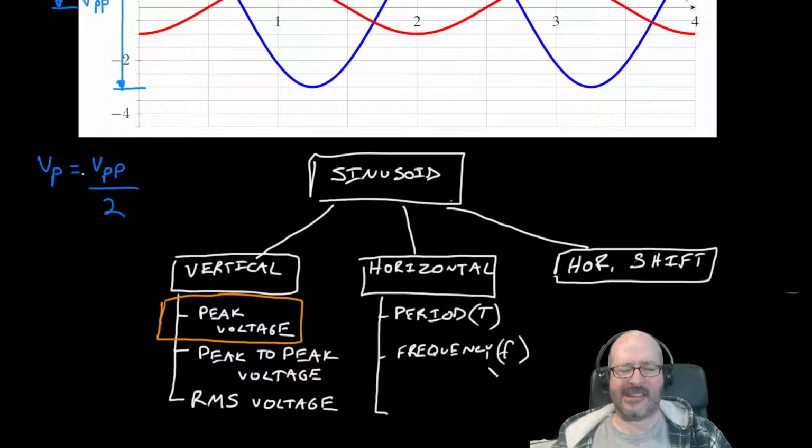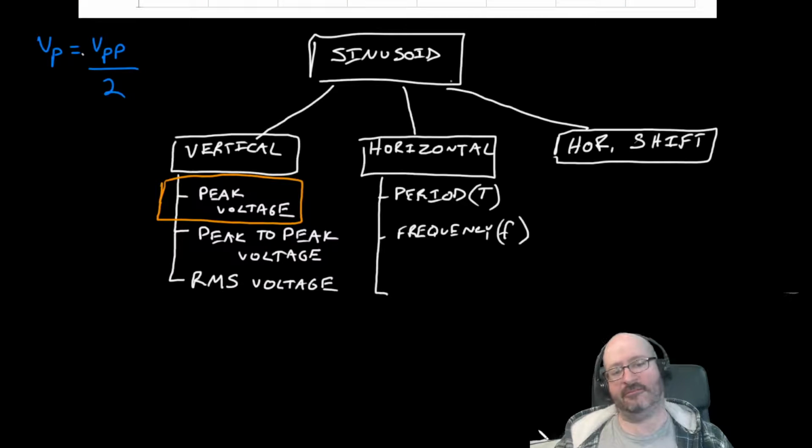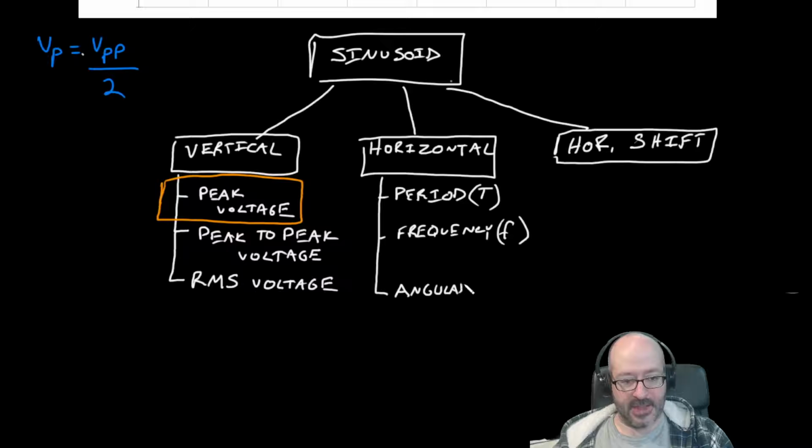Okay, and then we have this other way to talk about it, and it's going to make more sense as we get deeper into this series of videos, but we talk about the angular frequency. Okay, that's in a slightly different unit. Angular frequency, that one's going to be in radians per second. Oops, I wasn't writing units there. Well, that's what it is. It is in radians per second.